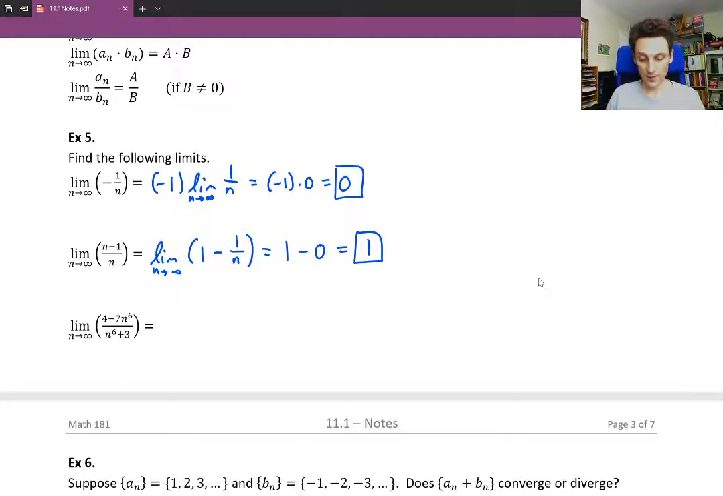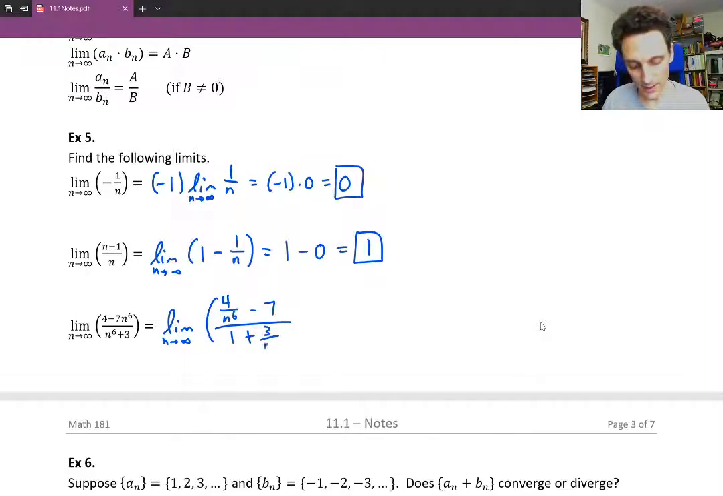In the last example, for example 5, we have the limit as n approaches infinity of 4 minus 7n to the 6th all over n to the 6th plus 3. Now one of the tricks that we learned in Math 180 was to divide the top and the bottom of the fraction by the highest degree term of the bottom, at least the variable part of the highest degree term. So that would be n to the 6th in this case. So if we divide the top and the bottom by n to the 6th, we'll get 4 over n to the 6th minus 7 over 1 plus 3 over n to the 6th.